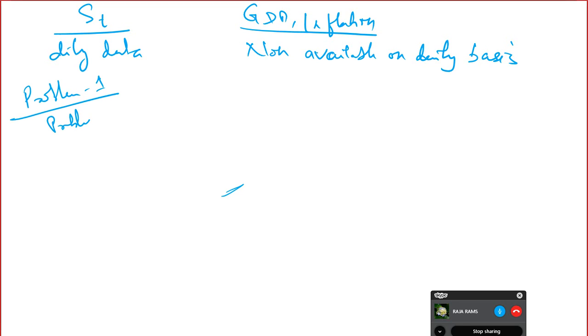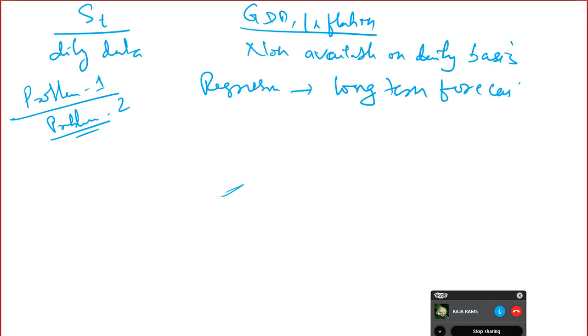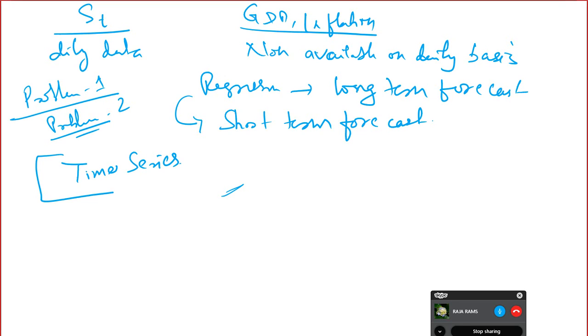The second problem is that regression models are good for long-term forecasting, whereas for short-term forecasts, many times regression is not a good technique to forecast for the next few days or something like that. That's exactly where time series analysis comes into the picture. That's exactly where time series analysis is an alternative technique.